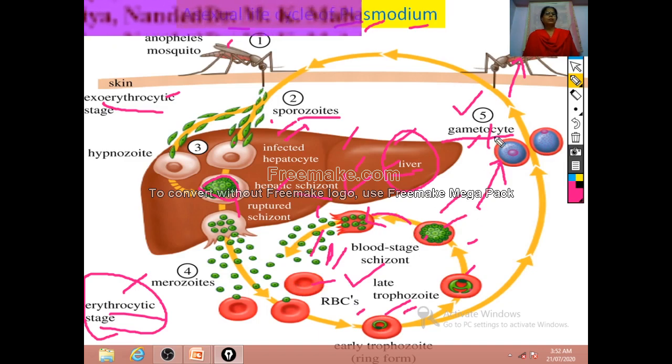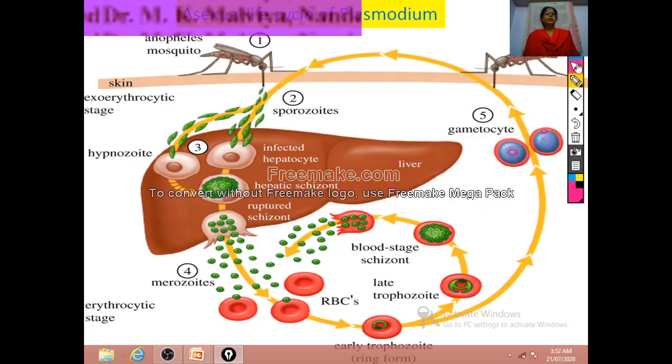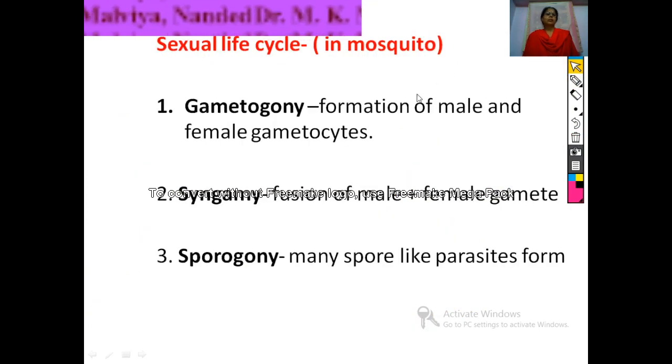And again a new form of the parasite is formed here, which is called the microgametocyte and the megagametocyte. And thus the parasite comes to the end of the asexual life cycle.